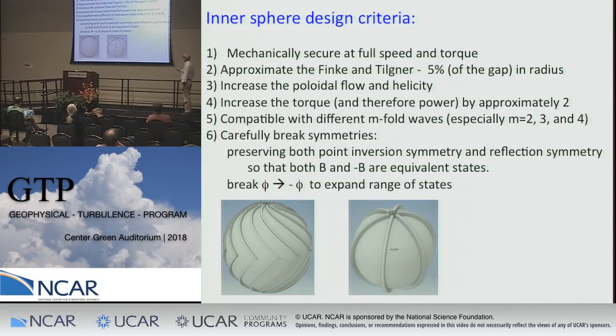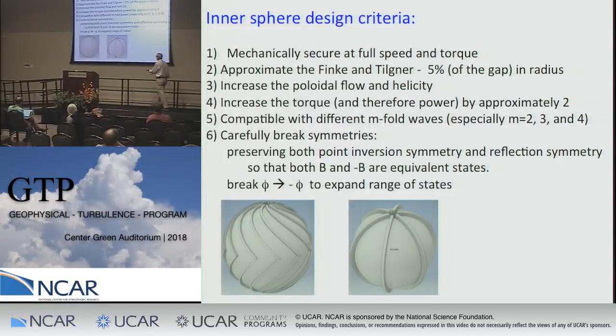But in particular, I think preserving point inversion symmetry and reflection symmetry, so that B and minus B are both allowed solutions, makes it more likely that dynamo states would explore both B and minus B intermittently, which would be a reasonably positive feature. Also, I would intend to break the phi to minus phi symmetry, perhaps with a chevron-based design, so that if I reverse both rotation rates, I get a different set of states. So we basically double the number of available states by breaking that symmetry. So at least that's the current plan.